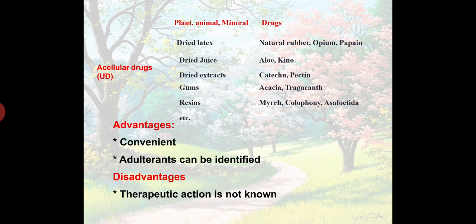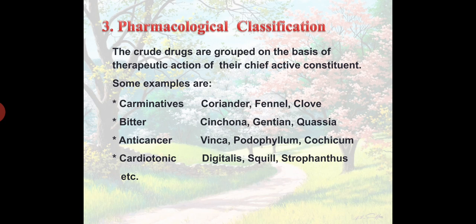Advantage of this method is that it is convenient for practical study when chemical nature of the drug is not clearly understood, and disadvantage is we can't know the therapeutic action of a particular drug. To rectify this disadvantage, the next method developed, which is pharmacological classification, in which drugs are categorized on the basis of pharmacological or therapeutic action of the main active constituent present in them.